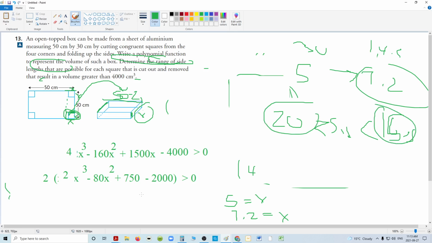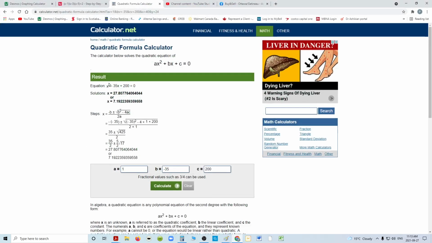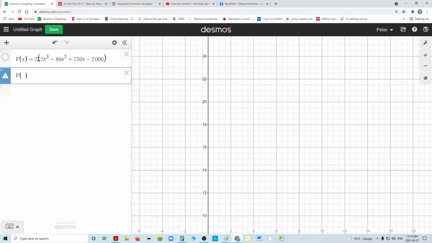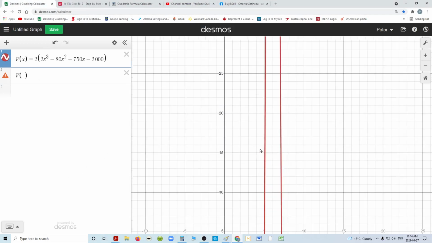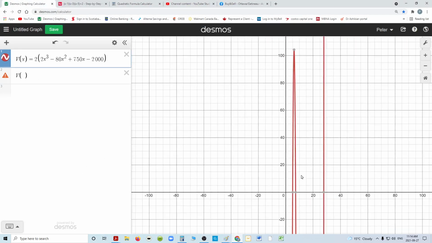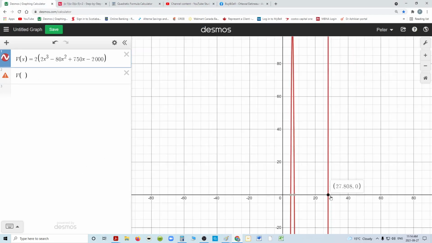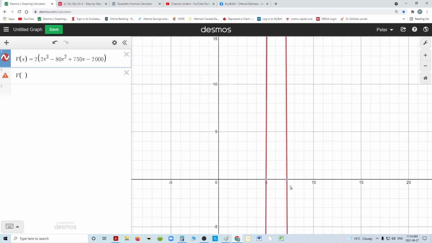Let's see if I screwed that up or not. 4x cubed minus 160x squared. Okay. So this is the one that's been adjusted. We can see it goes up. We can see it also goes up when x is way over there, but we're not concerned with that. And we can see the x values are indeed between what we thought they were.